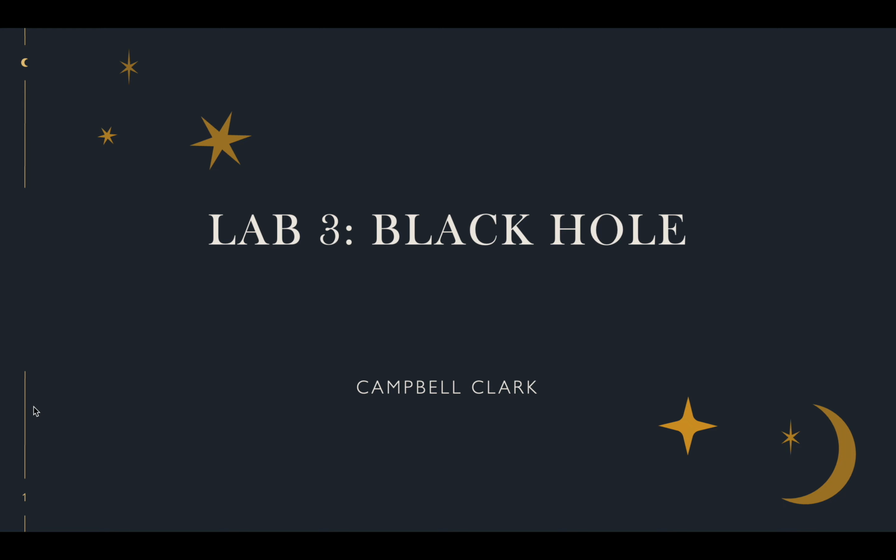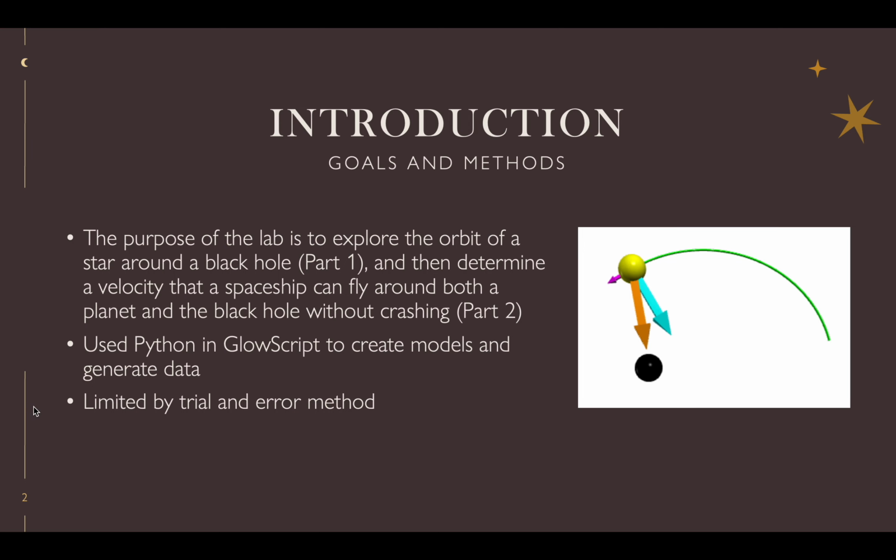This is Lab 3 Black Hole for Physics 1 at Georgia Tech. The purpose of this lab is to explore the orbit of a star around a black hole in part 1, and then to determine the velocity that a spaceship can fly around both a planet and the black hole without crashing in part 2. I used Python and GlowScript to create models and generate the data in this lab. The biggest limitation in the lab was the trial and error method, which will come up later.